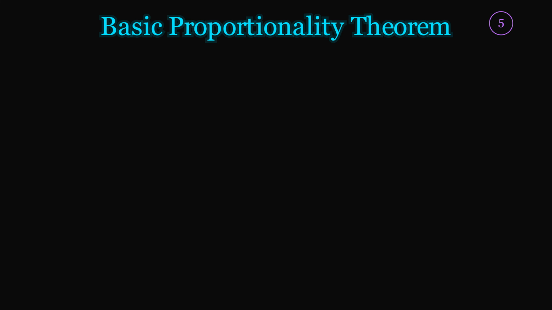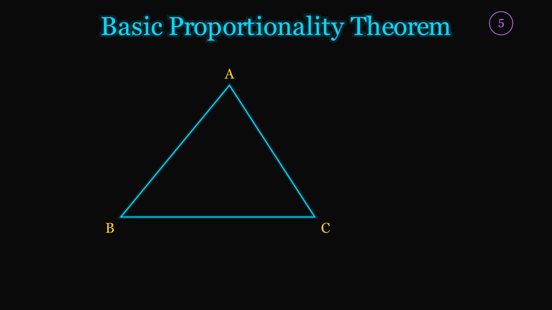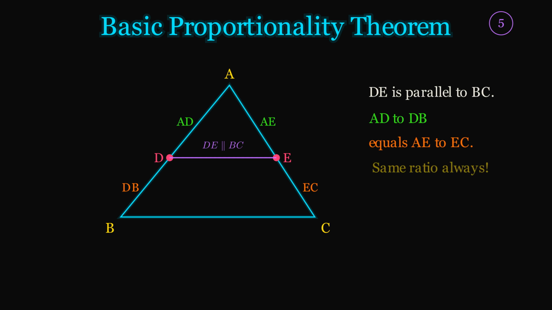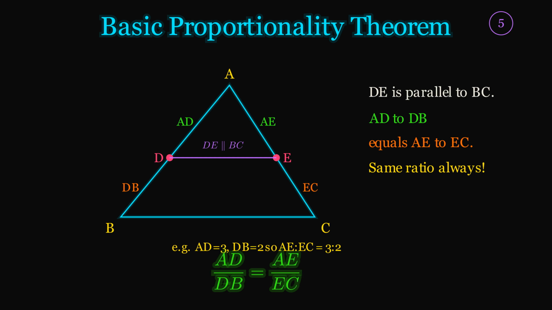Theorem 5, basic proportionality theorem, also Thales' theorem. Draw a line parallel to one side of a triangle, and it cuts the other two sides in the same ratio. AD over DB equals AE over EC. Snap! That clean ratio will save you so many marks in your exams.